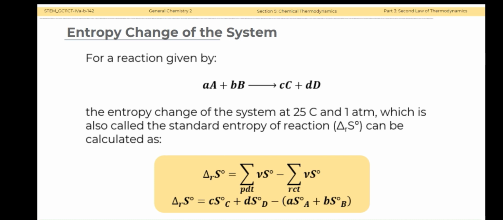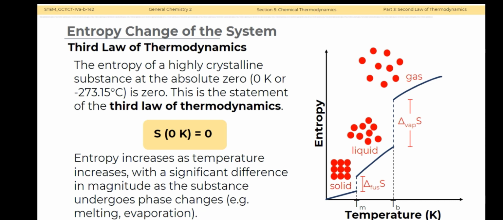For the following reaction, the entropy change of the system at 25 degrees Celsius and 1 atmosphere, which is also called the standard entropy of reaction, can be calculated as follows. Standard entropy change of the reaction equals the sum of standard entropies of products minus the sum of standard entropies of reactants.